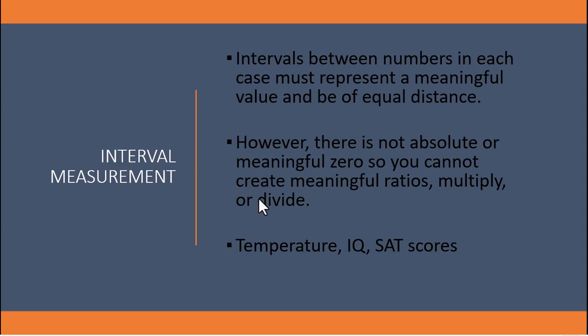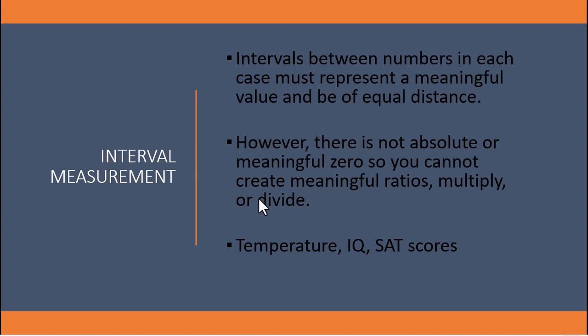Interval level measurement is similar to ordinal level measurement in that you can put your cases in order, you can rank them, but the intervals or distances between each case are meaningful, and you can add or subtract these cases. However, there is no absolute or meaningful zero, so you cannot create meaningful ratios, multiply, or divide interval level measurement. Examples here include things like temperature, IQ, SAT scores.